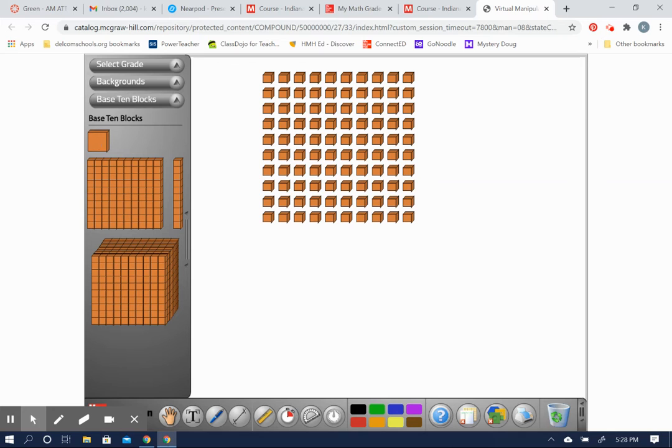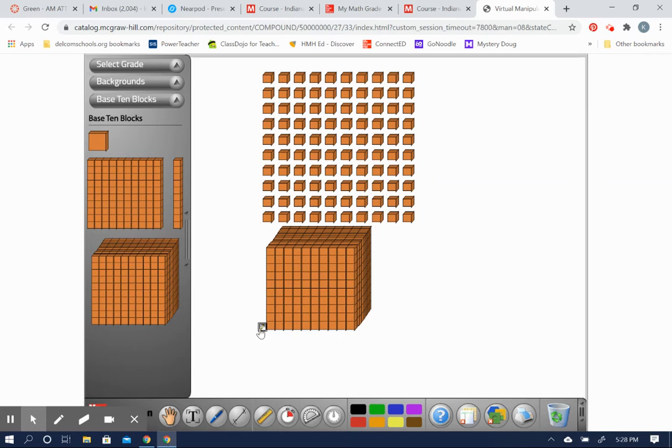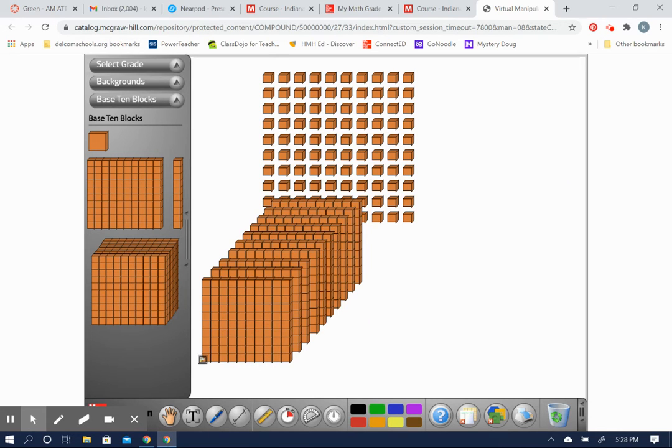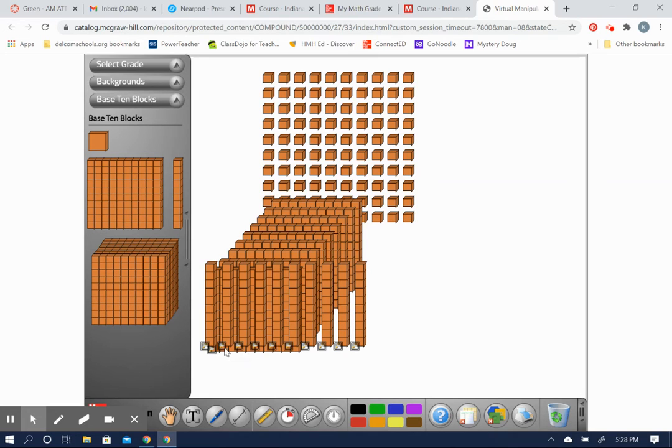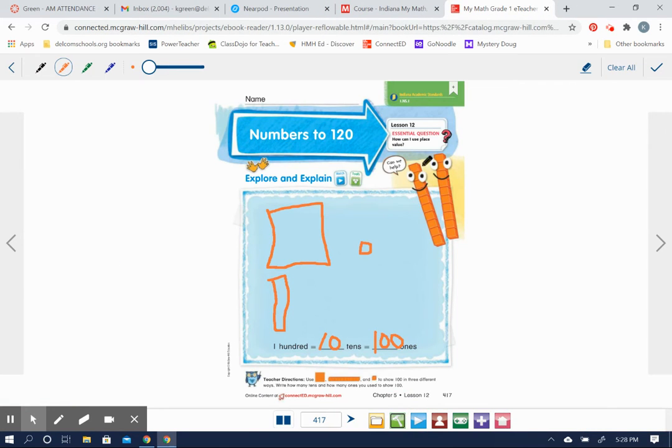Now, if this is the ones, these are the tens, these are the hundreds, what do you suppose this cube is? If you said 100, you are absolutely right. Let's click on this button and see what happens. Then you have 10, I call these flats, 10 flats. And if you break those apart, if we did that for each one, then we would have 1,000 cubes. That would be too many to draw. So that's all we're going to really use that page for.